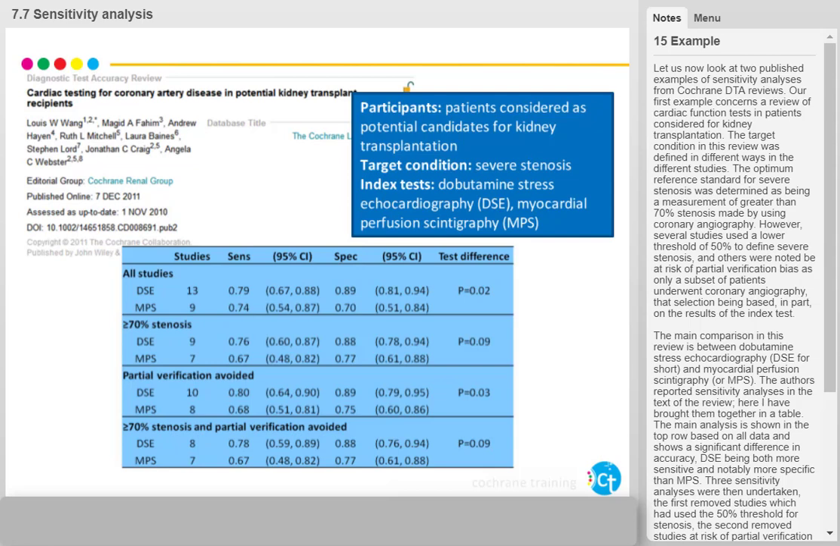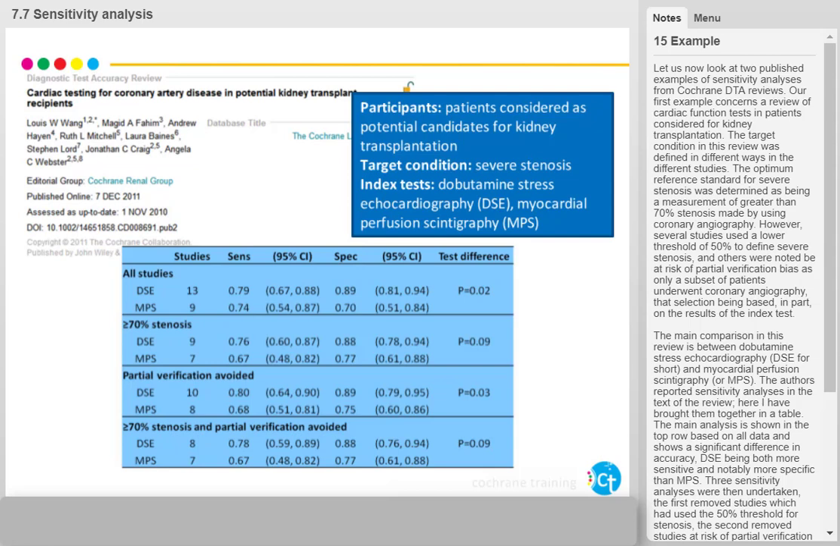Three sensitivity analyses were then undertaken. The first removed studies which had used the 50% threshold for stenosis. The second removed studies at risk of partial verification bias, and the final removed studies failing on one or both of those criteria.